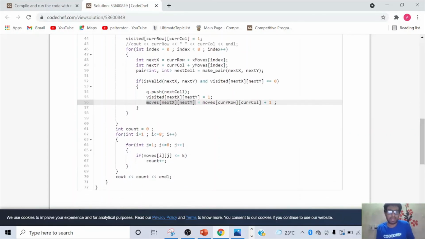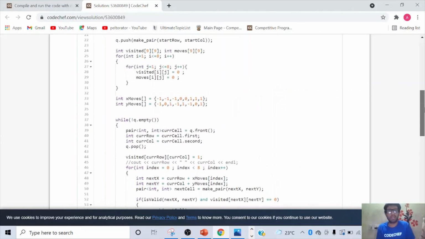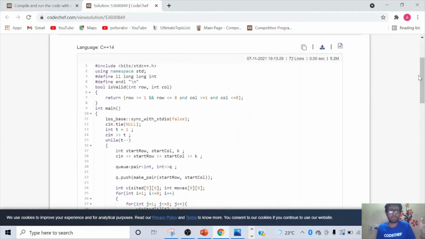Then what we do at the end, we just have a simple loop and we traverse through the whole array and check if the number of moves to reach that particular i comma j cell is less than or equal to k. If so, we update our count and we output our count. That's all this problem is. Now for the isValid function, let me just scroll up. For the isValid function, we just check if our row is between 1 and 8 and our column is between 1 and 8. So hope this was clear.